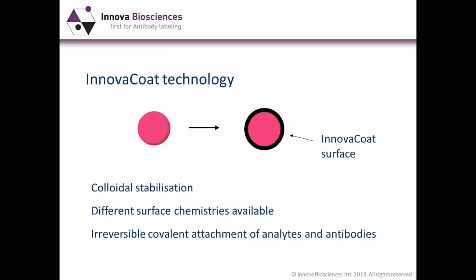Anyway, what we've done is to develop what we call Innova coat technology, where we essentially wrap a protective coat around the entire particle, which gives incredible colloidal stability. And we also have a number of surface chemistries which allow different types of molecules to be attached to the gold in an irreversible covalent attachment.